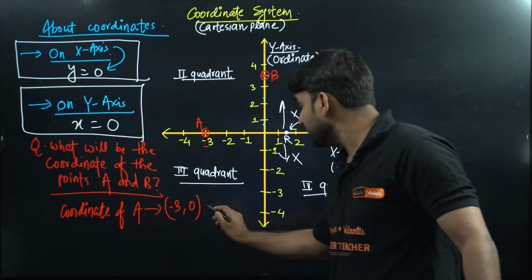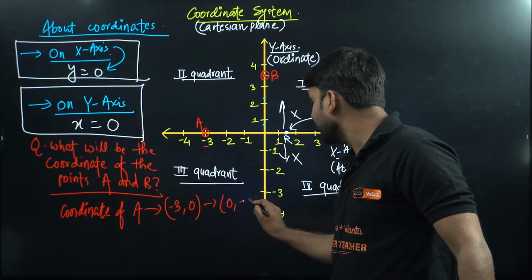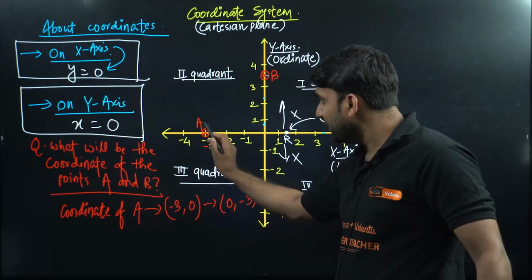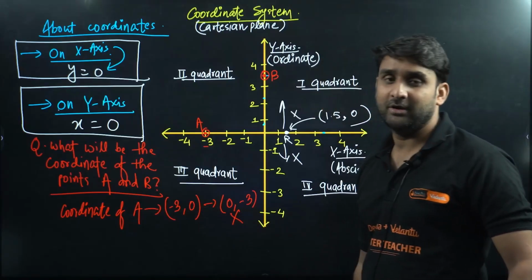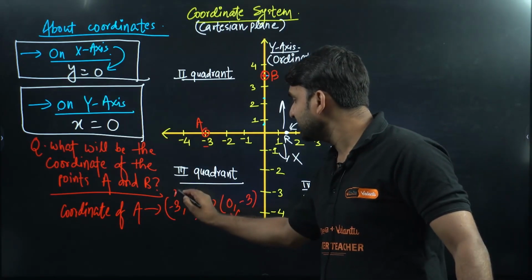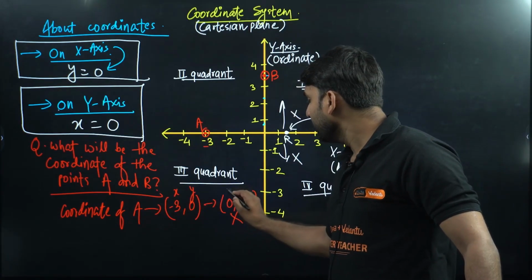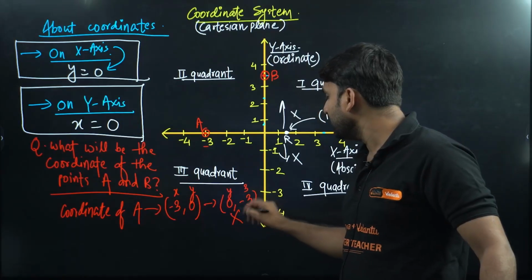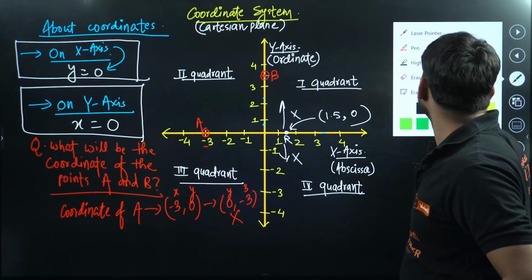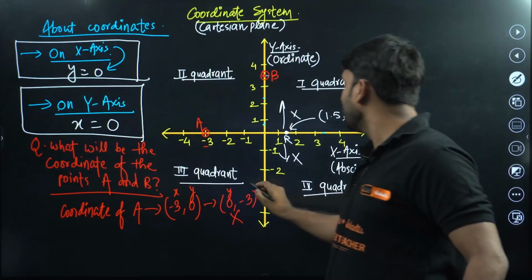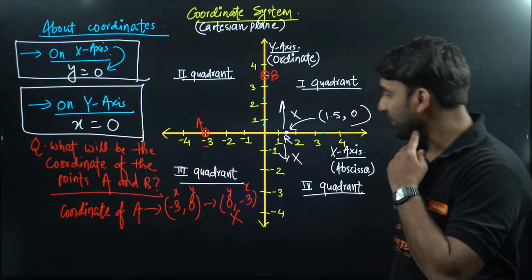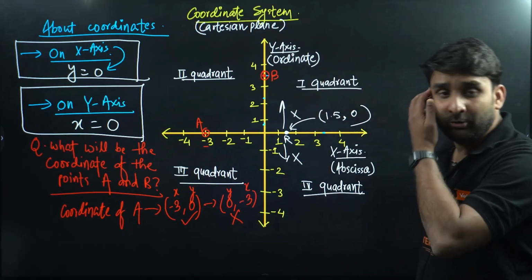We cannot write this coordinate in this way, (0, -3). If some of you are writing the coordinate of A in this format, this is wrong. This is the correct format, because x always comes first, then y. We cannot write y comma x. Always make sure to write the coordinate in x comma y format. Don't write in y comma x format. So this is the correct format. I hope this is clear to you all.